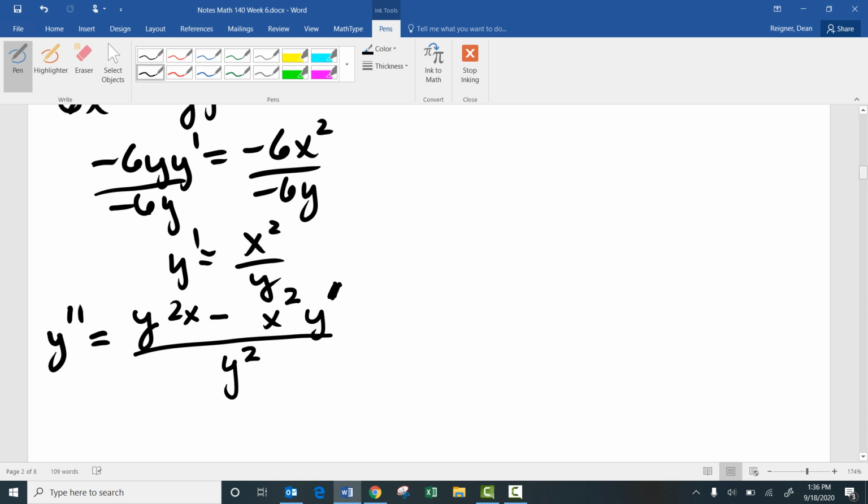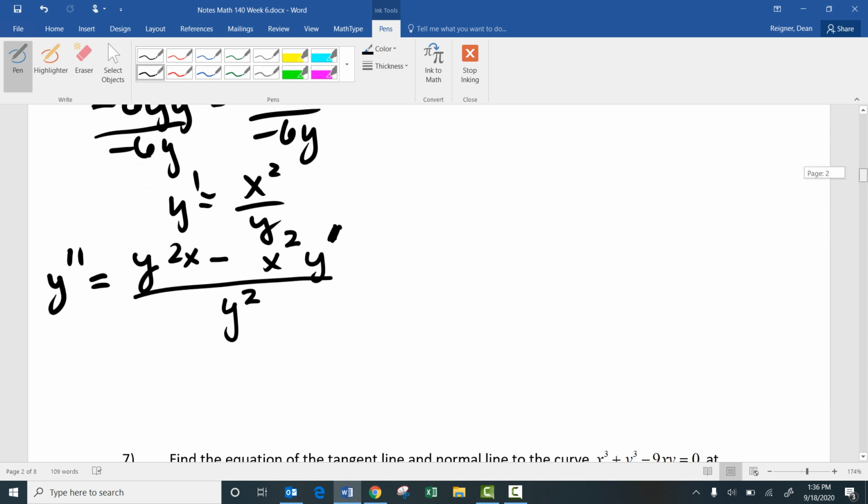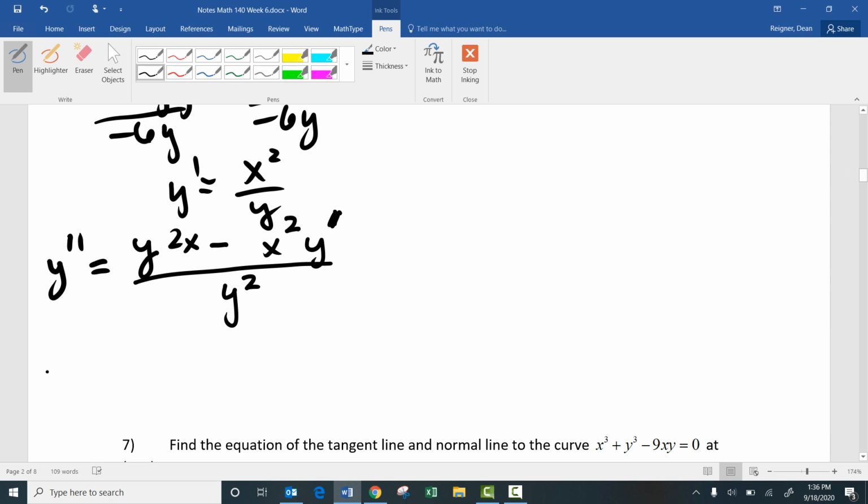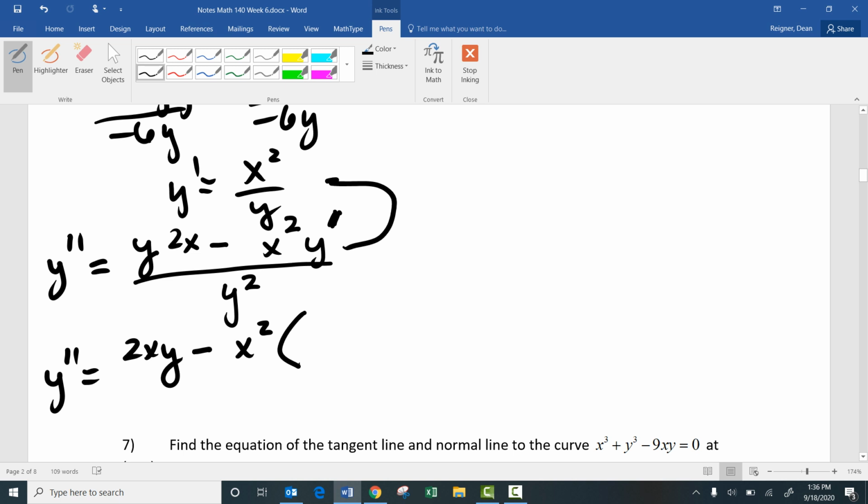So what you have to remember to do is to get the second derivative in terms of all x's and y's, you have to sub in. So this first thing, we're just going to rearrange it, 2xy, just to make it look a little nicer, minus x squared. Okay, there's a y prime. So if you look up above, right there, y prime is x squared over y, all over y squared. So now our second derivative is in terms of x and y, all right?